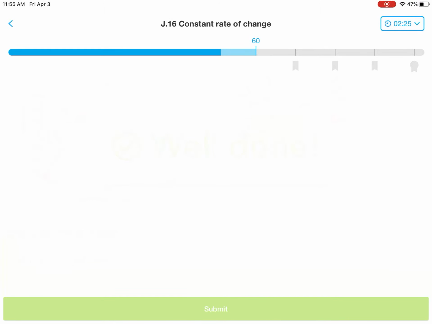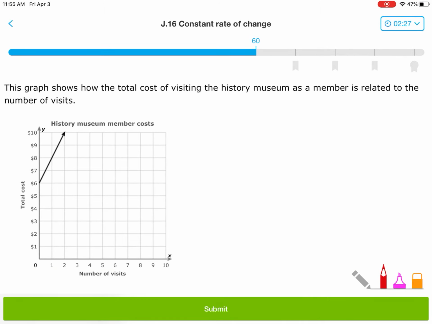Don't forget that rate of change, even when you're using a graph, can be negative. Your graph will be going down instead of up.